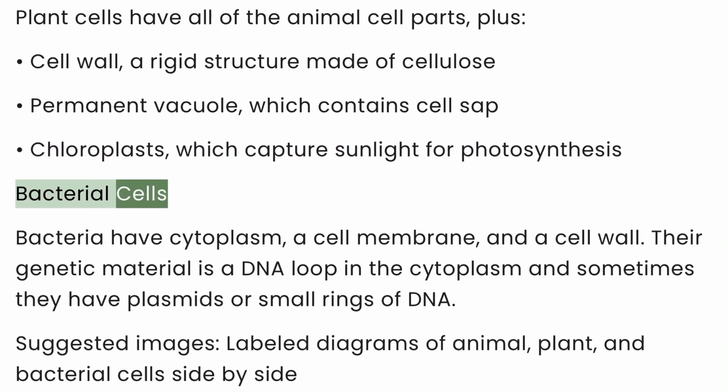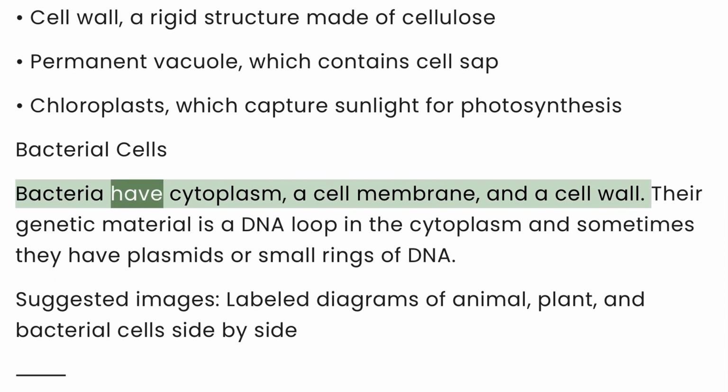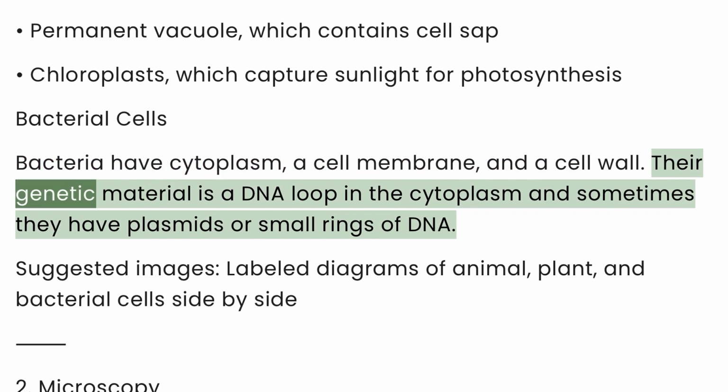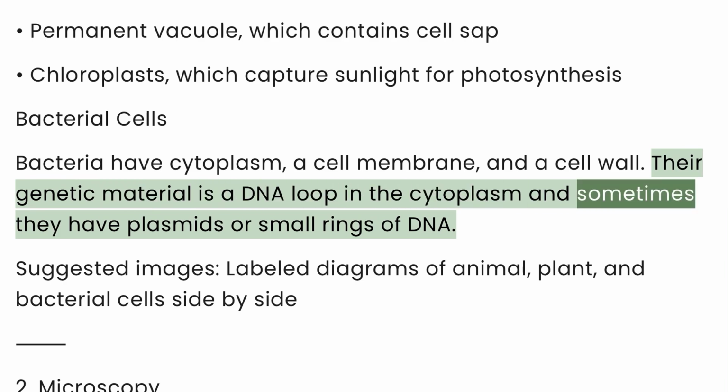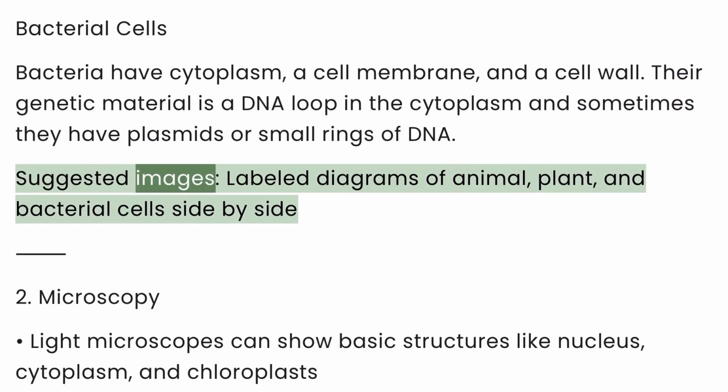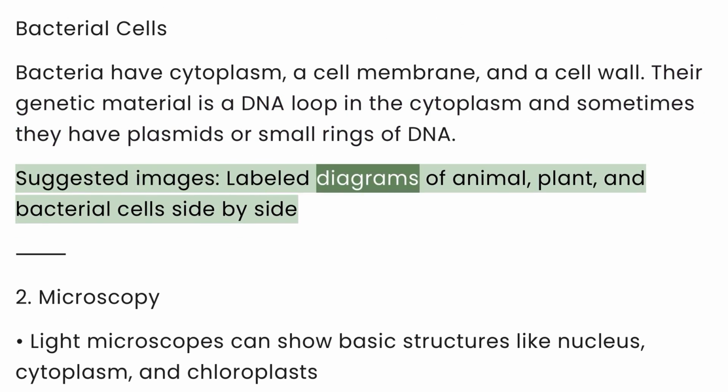Bacterial cells. Bacteria have cytoplasm, a cell membrane, and a cell wall. Their genetic material is a DNA loop in the cytoplasm, and sometimes they have plasmids, or small rings of DNA. Suggested images. Labeled diagrams of animal, plant, and bacterial cells side by side.